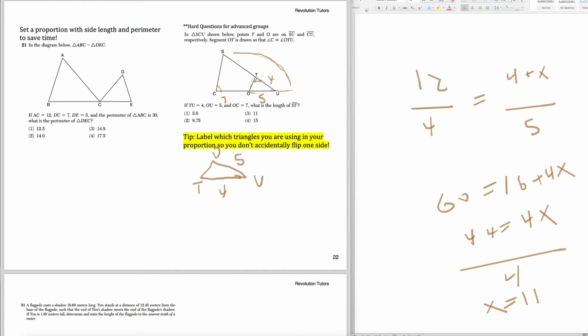Sorry, give me a second. Okay, is that good? Everyone could try the flagpole one now. The next one.